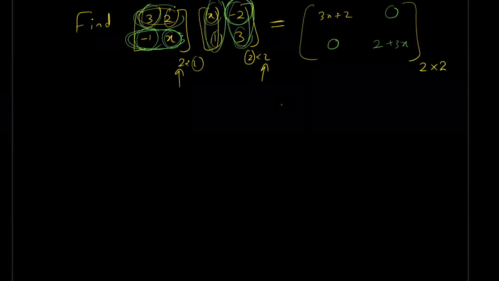So actually now I can pull that out, 3x plus 2, because it's the same, and I'm going to get [1 0; 0 1], right? That's a simple nice problem. And let's see another problem.